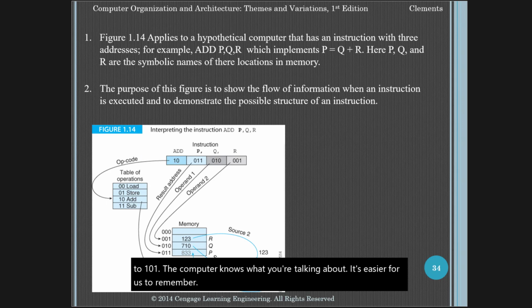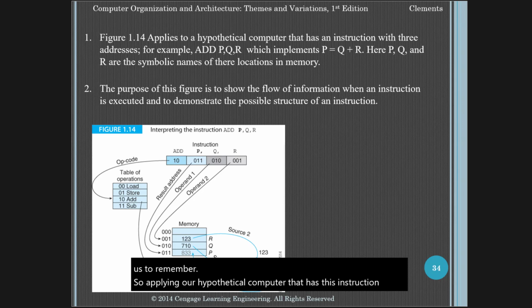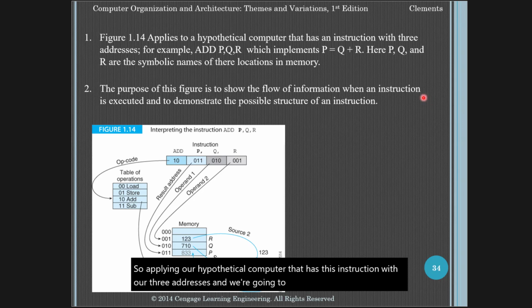So applying our hypothetical computer that has this instruction with our 3 addresses, and we're going to add Q and R, which implements, right, Q plus R equals P, right? So here, P, Q, and R are the symbolic locations. We know where they are. We can load those into memory. We can do the addition operation. And we can see here in the figure the flow of information for when an instruction is executed, and then we can demonstrate that structure of an instruction.